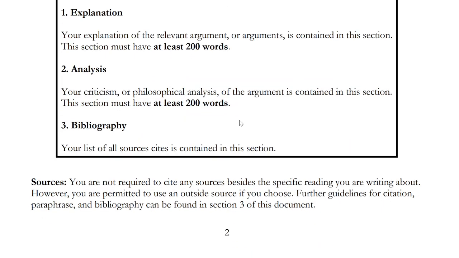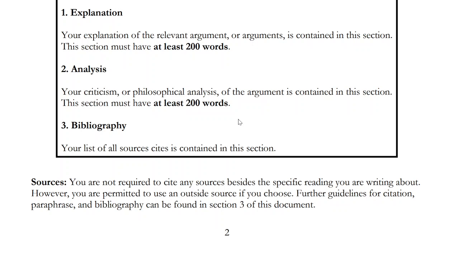We're going to be getting into the explanation and analysis sections in a minute, which is the main basis on which your paper is graded. But I'll start off by saying a few things about the bibliography. So the bibliography is the area of the paper where you cite every single source that you use. And I want to say a few things about sources in a moment, and we'll come back to this a little later. There's only one source you're required to use. And that one source you're required to use is the citation for the reading that you're writing about.